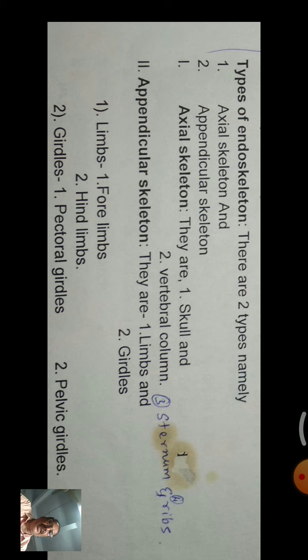So the endoskeleton mainly consists of bones like skull bones, vertebral column, sternum, ribs, forelimbs, hind limbs, pectoral girdles, and pelvic girdles.